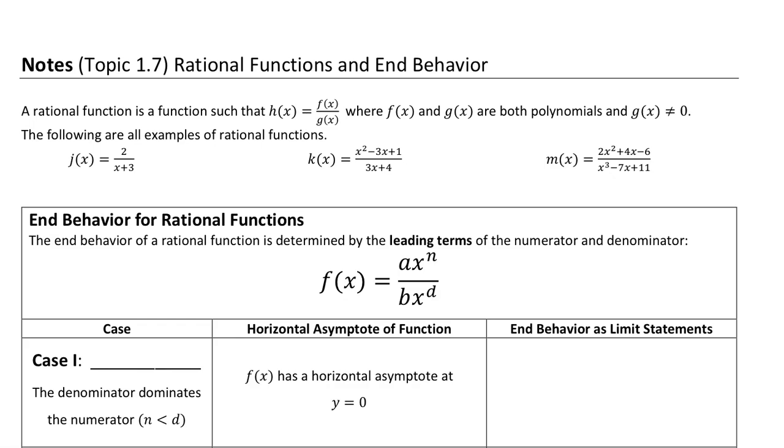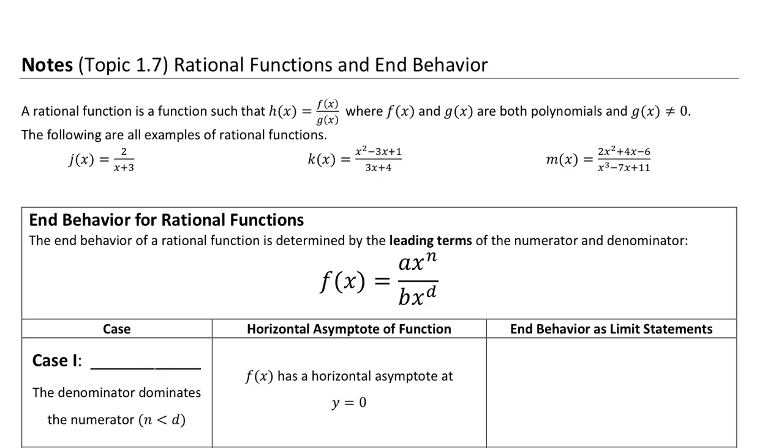A rational function is a function such that we have two polynomials, one on top and one on bottom. Remember, a polynomial can be degree 0 through degree whatever. So it could be a particular number, which is a degree 0 polynomial, or it could be like an x squared or something like that on the top. But there has to be an x on the bottom for it to be a rational function.